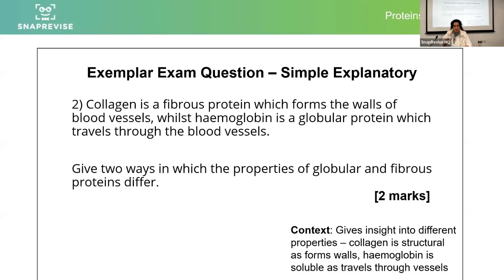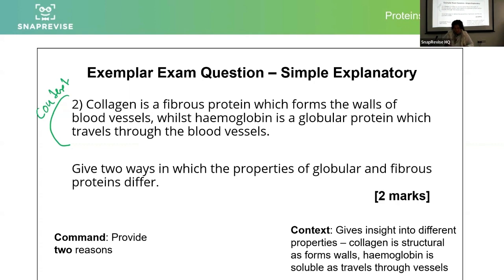So, again, always breaking down the question. When you've practiced this enough, it's going to become almost second nature. But I would literally go through the motions because you might really see the question in a different light. So what is our context here? This entire first sentence is our context. It tells us which part of the specification, it tells us already that there are going to be structural differences, or rather that collagen is a structural protein, whereas hemoglobin is soluble.